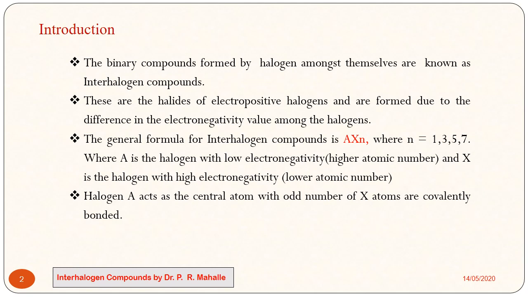The halogen A acts as the central atom with an odd number of X atoms which are covalently bonded, and therefore there are four types of interhalogens, namely AX, AX3, AX5 and AX7.